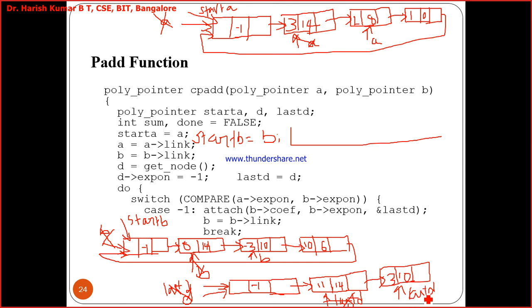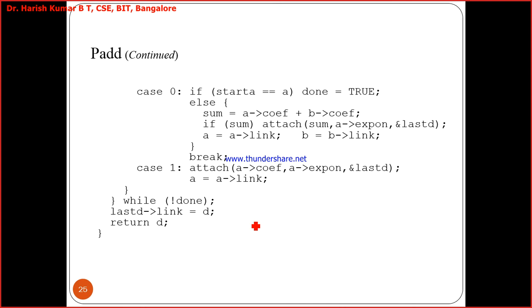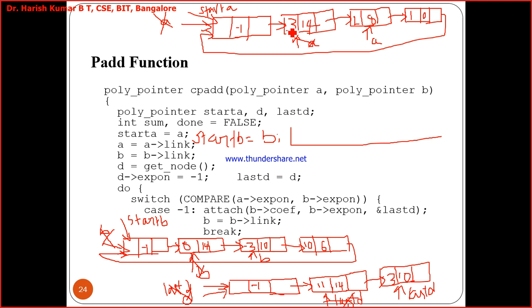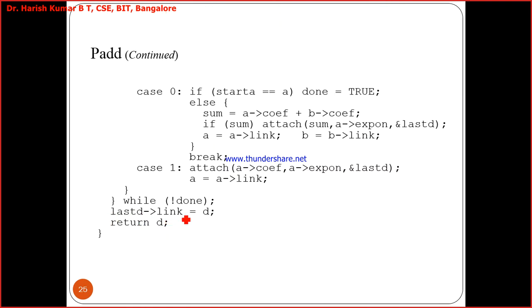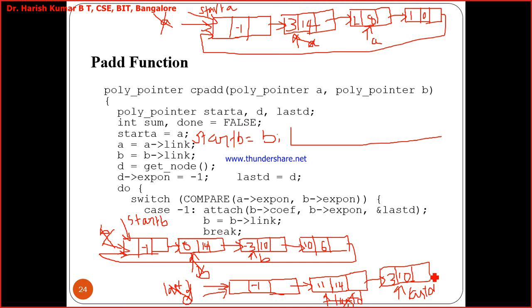So the process continues, and finally, when you are done with all the terms, you can just observe here. When you finally finish all the terms, last D is already pointing to the last node. But I have to make this resultant polynomial also circular. So last D arrow link is equal to D. Assume this itself is the last node, and last D is pointing to this, and here I need to store the address of the first node.